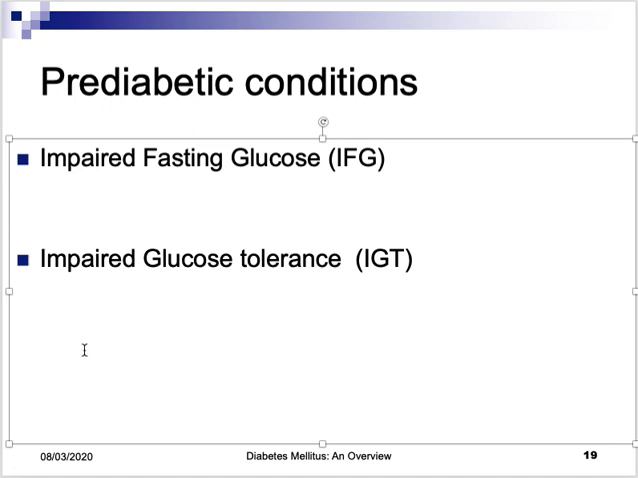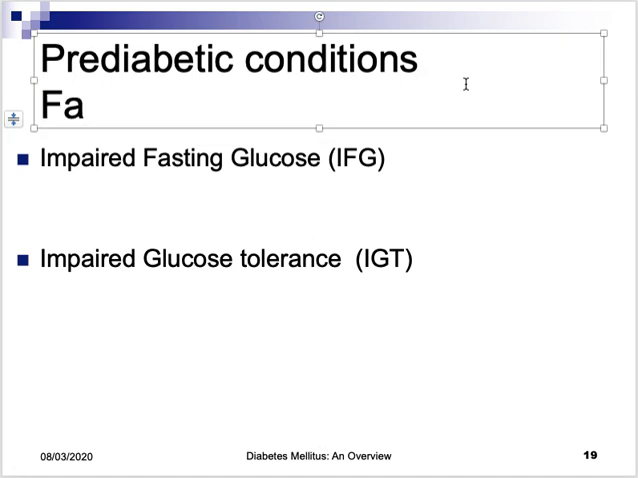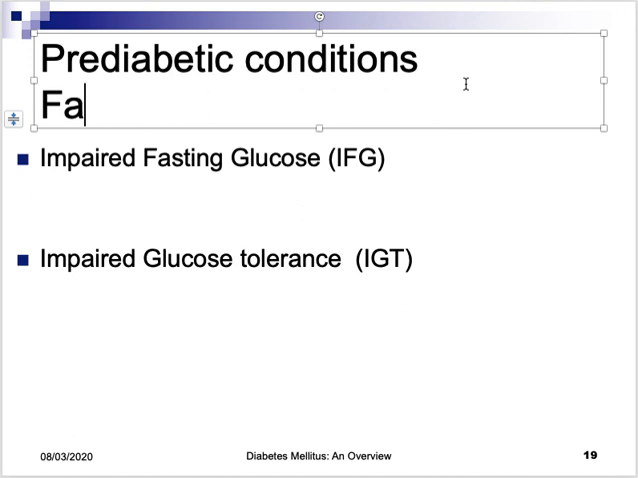When we check the blood glucose level early in the morning without eating anything, we call it fasting blood or plasma glucose. One more definition is when you have not taken anything for the last 6 to 8 hours. So this is fasting blood or plasma glucose.